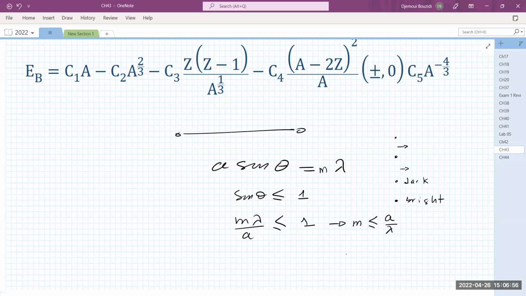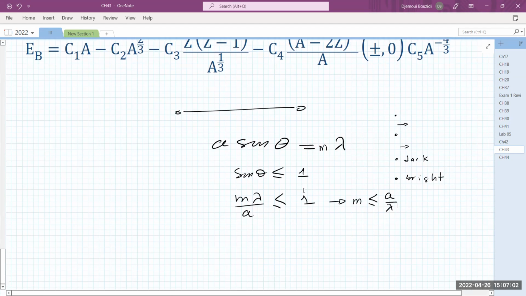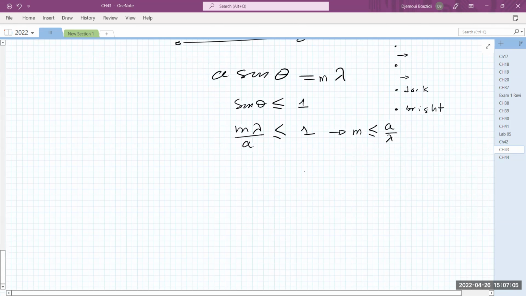And this is where geometrical optics and wave optics basically clash. In other words, the wavelengths of light are a few hundred nanometers. So a better be greater than those, because if a is less than lambda, how can I make this fraction bigger than 1? Less than, yeah, you're right. If a is less than lambda, then in this case, m is less than 1. So there are no dark fringes whatsoever.